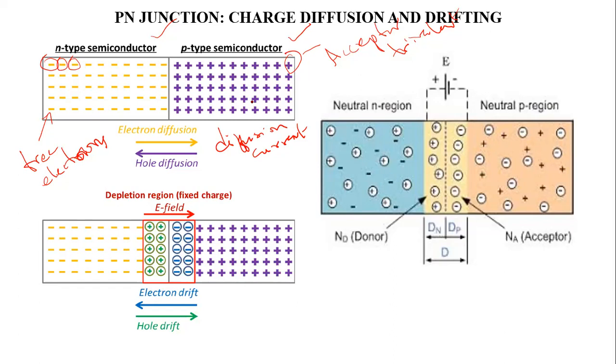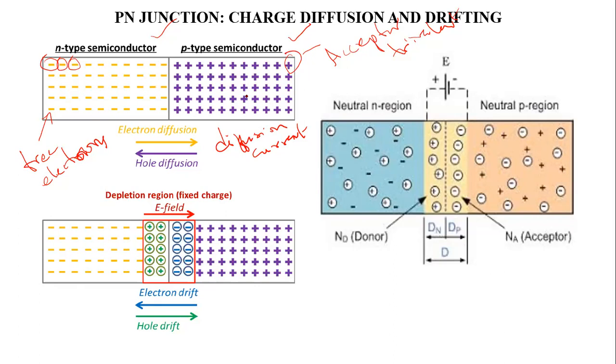But in this case, because of the concentration differences, there will be a specific direction of transfer of charge, that is electrons from left to right, which contributes to electron diffusion current, and transfer of charge by holes from right to left will contribute to hole diffusion current.